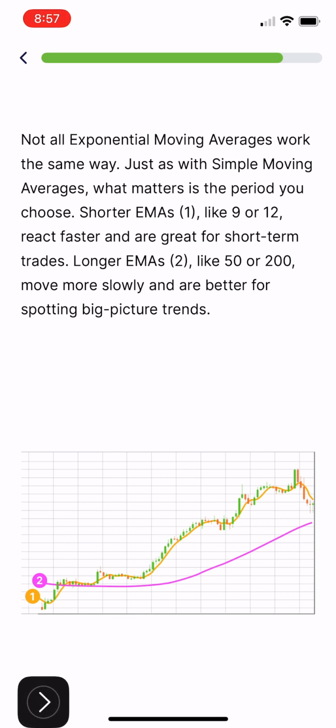Not all exponential moving averages work the same way. Just as with simple moving averages, what matters is the period you choose. Shorter EMAs, like 9 or 12, react faster and are great for short-term trades. Longer EMAs, like 50 or 200, move more slowly and are better for spotting big-picture trends.